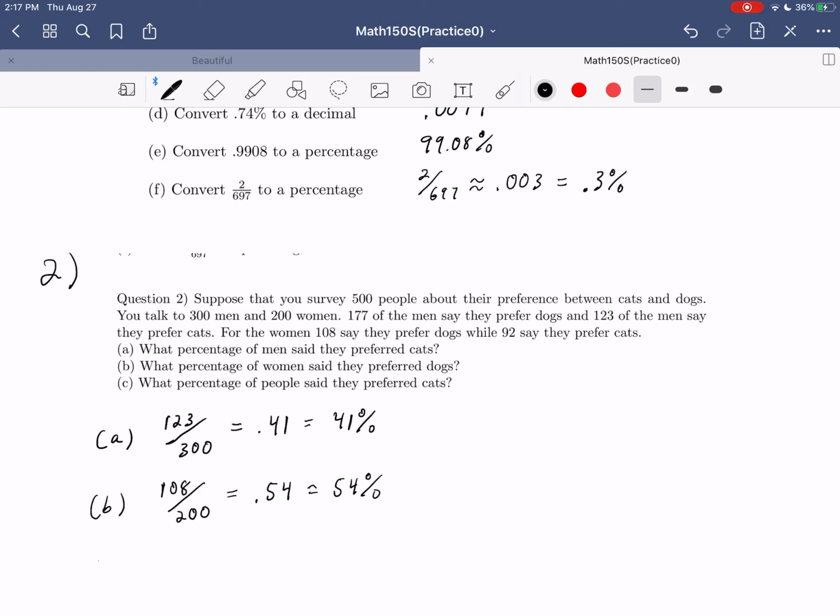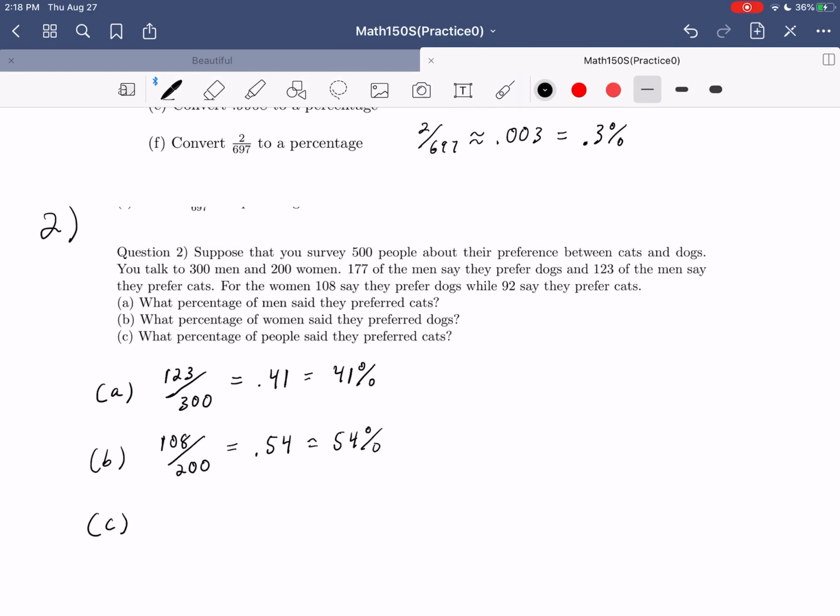All right, finally, for C, we want what percentage of people said they preferred cats. Now this time it's the percentage of people, which means that our denominator is not going to be 300 or 200. It's going to be the overall sample size, which was 500. So this one is going to be something divided by 500.